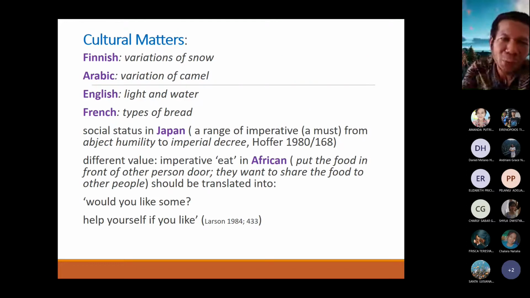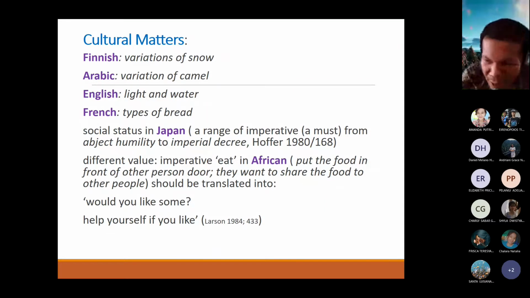And then, why do we need to study culture? Because when we study a language, we study the people and the cultures. For example, when we study Finland, the culture is mostly related to the snow. For Arabians, their culture is mostly about camels, and in English, light and water. These two things are commonly related to their culture. In French, other countries' people tend to see that French is mostly known from their brands. And in Japan also, this is about culture, guys. That's why each country has a different language and also different cultures.